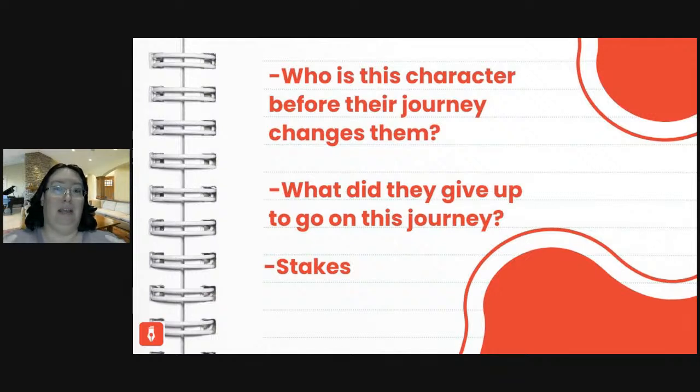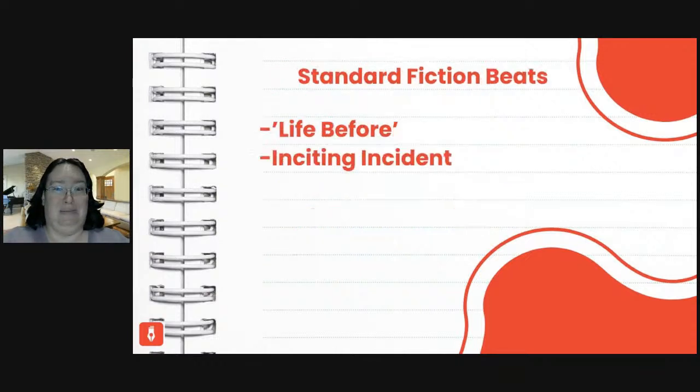A lot of times characters are propelled by wanting to maintain or help or protect something at home. So are those stakes in your setup? Is that part of their life before? Is there a Rosie waiting for Sam to come home to marry her, right? Is there a galaxy waiting to be saved? Is Marlin going to find Nemo and get his son back?